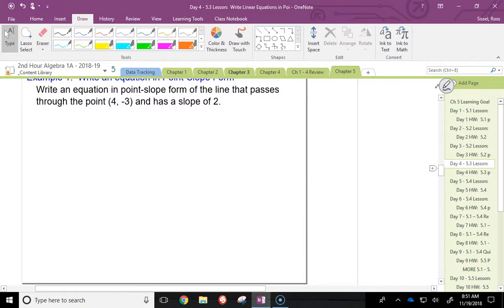Write an equation in point slope form for the line that passes through the point 4, negative 3, and has a slope of 2. This is pretty easy. Guys, do not be lazy. Try this every time. That helps you so you don't make mistakes. Let's write out point slope form. Y minus y1 equals m times x minus x1.